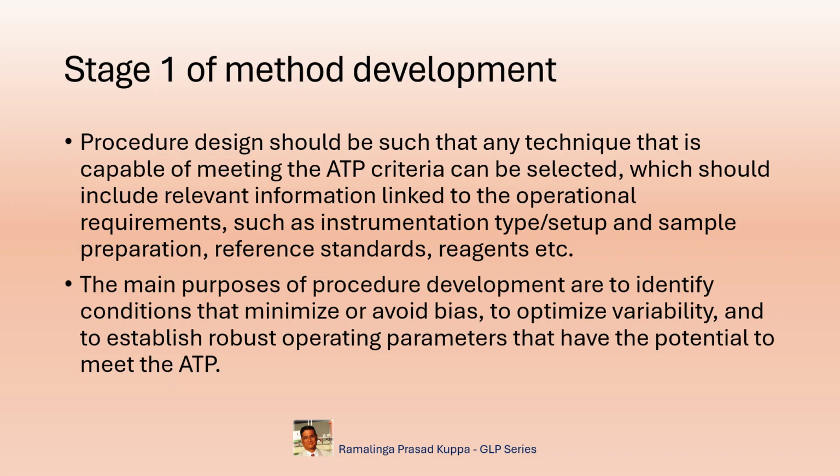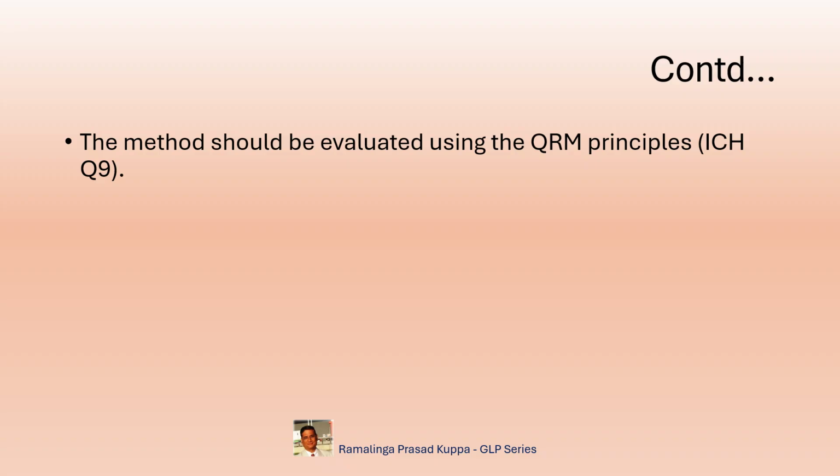Any method should be able to comply with these basic requirements. Otherwise, the method is not suitable and cannot be validated. The method should be evaluated using the QRM principles, that is ICH Q9. Each parameter should be included in the risk assessment matrix. Each parameter should be evaluated for risk.